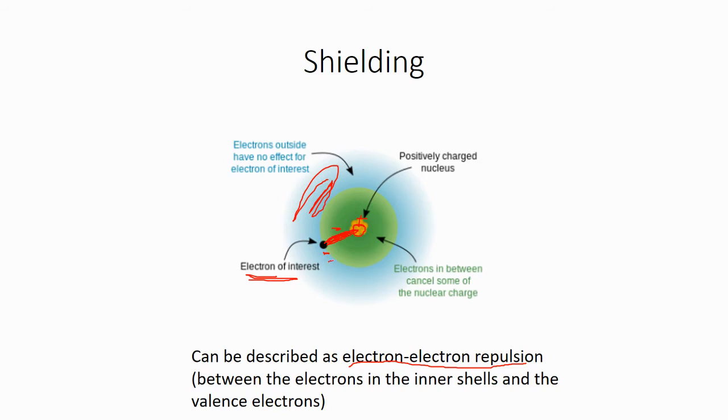So we remember there was an attraction between the positive and the negative. But if there's lots and lots of inner electrons, what happens is they shield the nucleus from the outside ones, and they also provide repulsion. We can think of it as repulsion between the electrons in the inner shells and the valence electrons. So this affects the size, because if the attraction between the positive and the negative is reduced by the shielding or the electron-electron repulsion, then the outside electron is going to be further away and the atomic radius is going to be bigger.